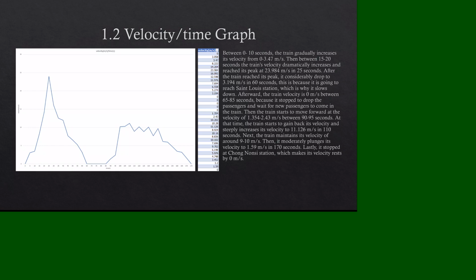95 seconds. At that time, the train starts to gain back its lost velocity and steadily increases its velocity to 11.126 meters per second in 110 seconds. Next, the train maintains its velocity of around 9 to 10 meters per second. Then it moderately plunges its velocity to 1.59 meters per second in 170 seconds. Lastly, it stops at Chongqing Station, which makes its velocity rest at 0 meters per second.